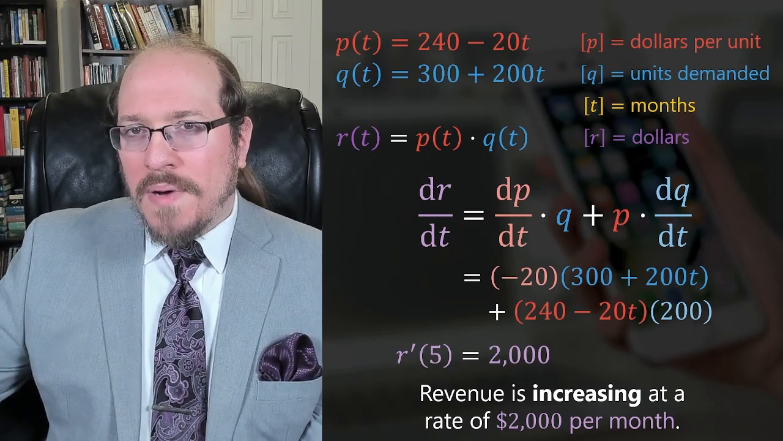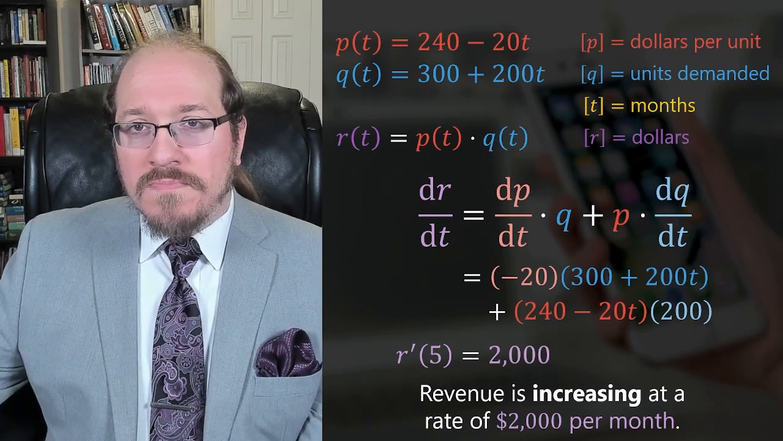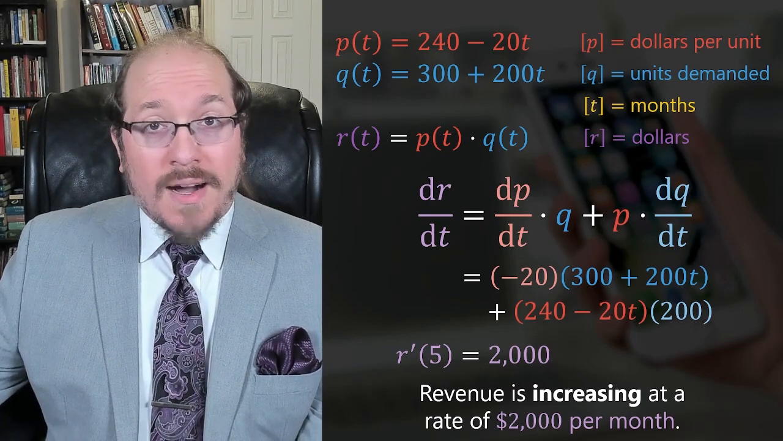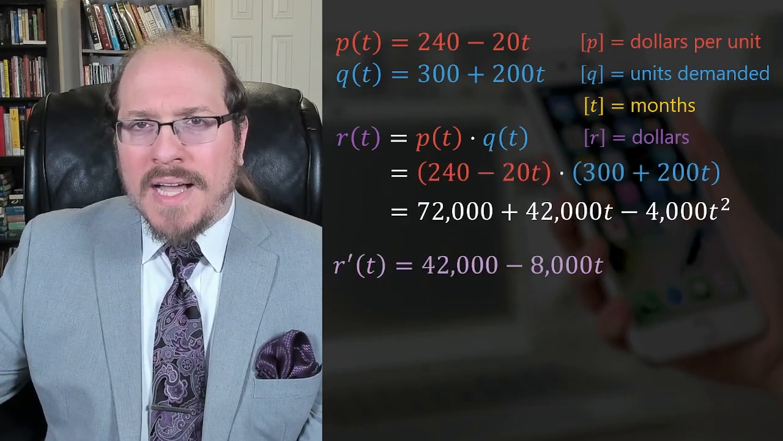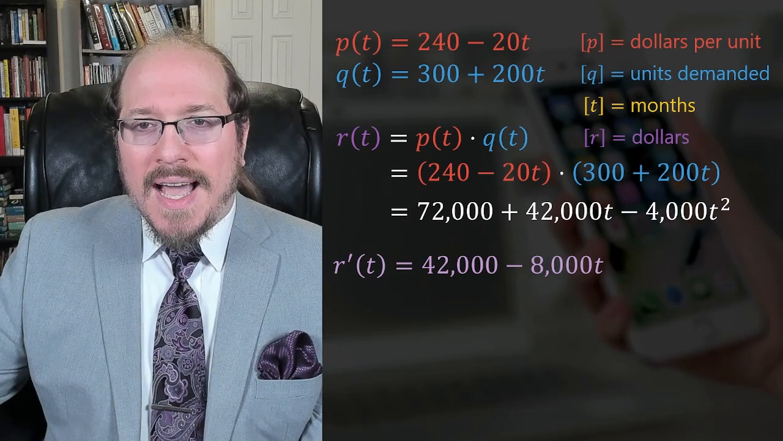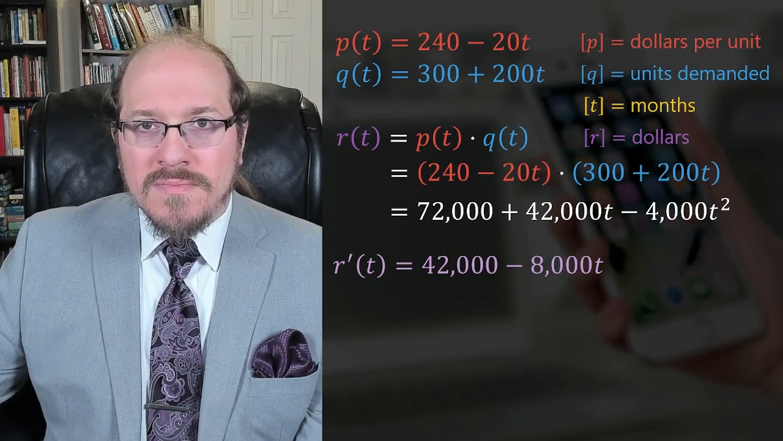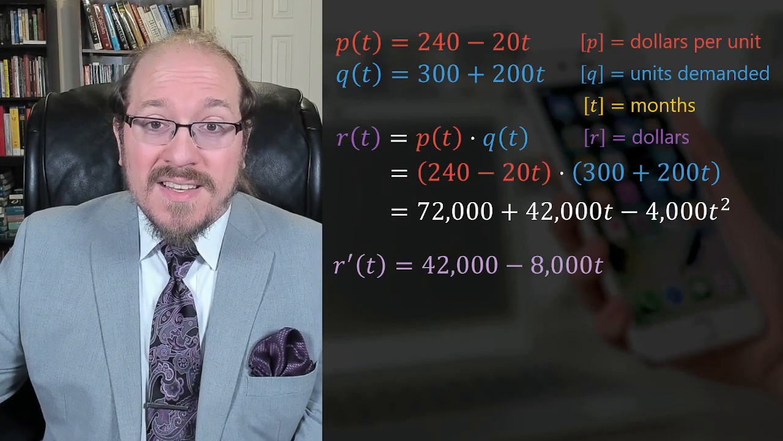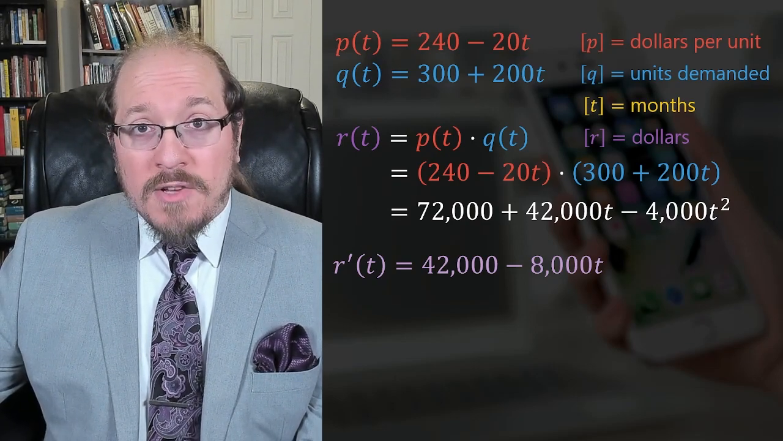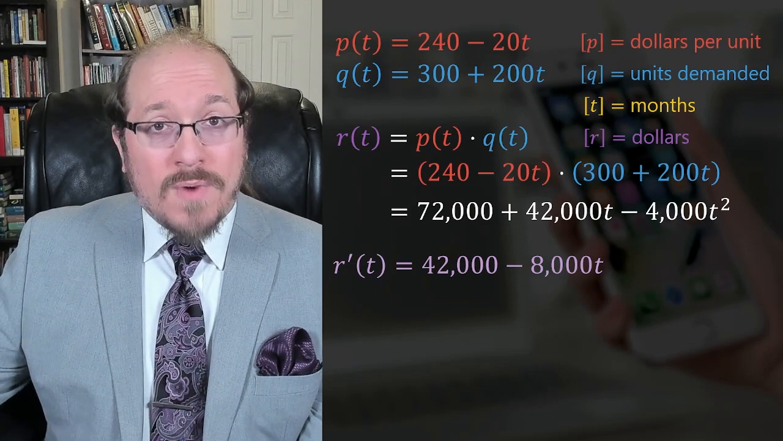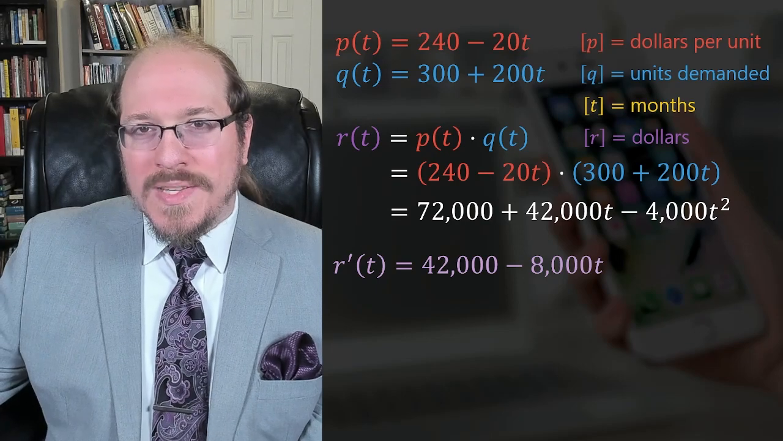Now, there's one possible objection you might have thought of here. p and q are just linear functions, which are kinds of polynomials. So why didn't we just multiply out r of t first, and then take the derivative using the power rule? Wouldn't that have been easier? Well, maybe, yeah. And you can check that if you did it this way, you should get the same thing as what we got when we used the product rule. But that doesn't always work.